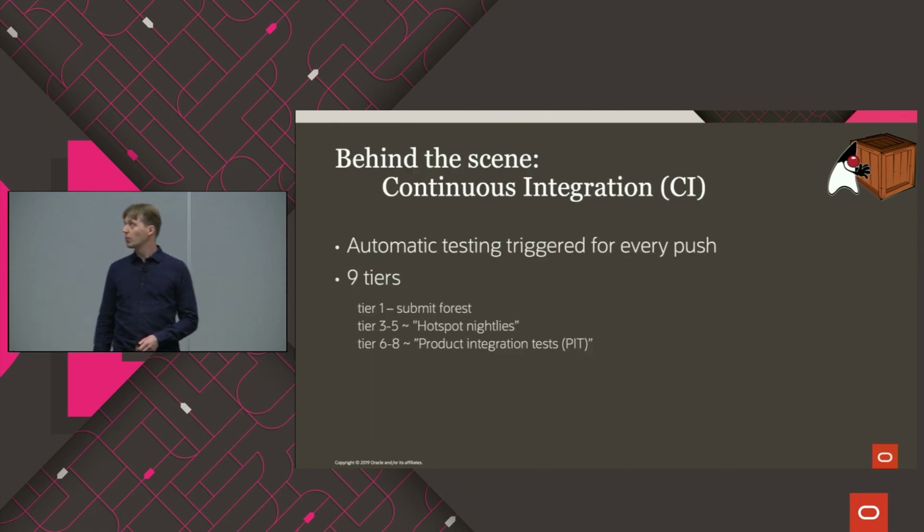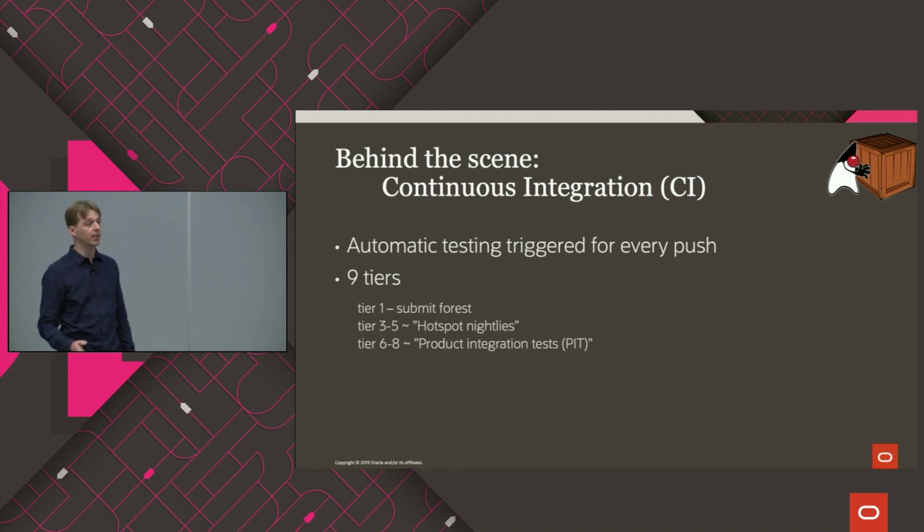So once something is pushed, we have an automatic test system that is triggered for every push that goes into the repository. This is a continuous integration test system that runs in 9 different tiers. So tier 1, the first one, is basically the same, or it's exactly the same actually, as what is run in the submit forest. So provided you have tested your change there, that one should go through.